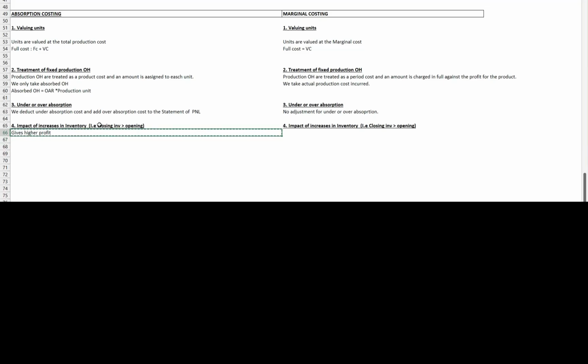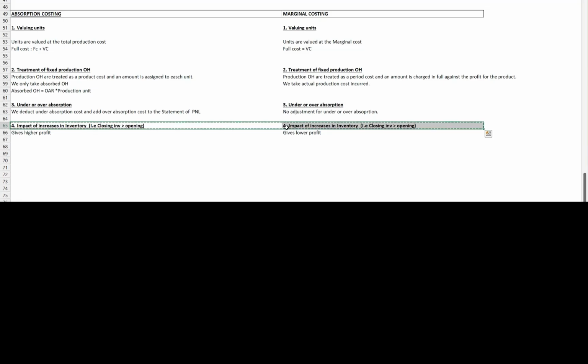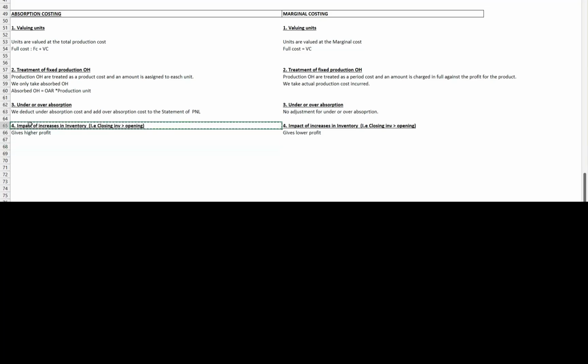And what in case of marginal costing? It will be opposite. It will give lower profit. Why? Because there will be no under and over absorption. That's why it will give a lower profit. And I will discuss the question very soon after finishing this topic. Right? Okay. Now, this is the case for the opening. Increase in inventory. Now let's talk about the case for the closing one. Decreasing inventory.